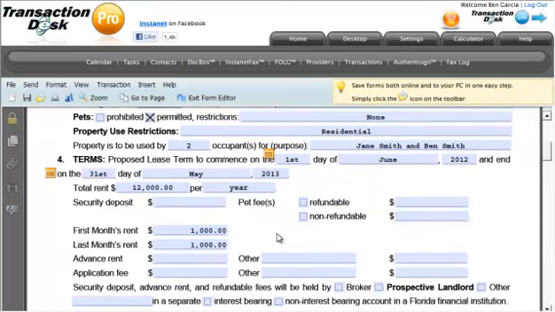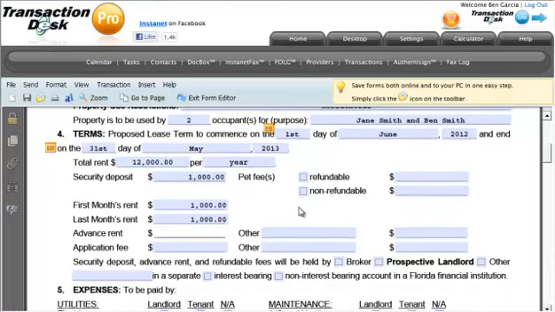If there's going to be no security deposit, first, last, and security, leave it blank. If there is, put it in, whatever it's going to be. Okay? Advanced rent, you might get a fourth month. Application fee. The association may have an application fee. This is not our application fee.